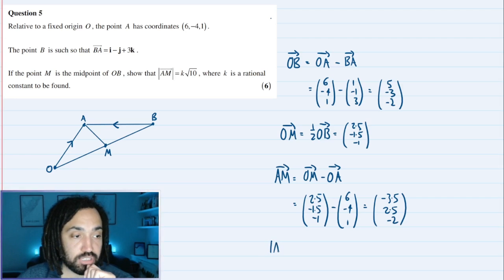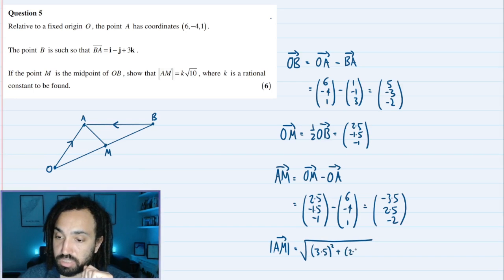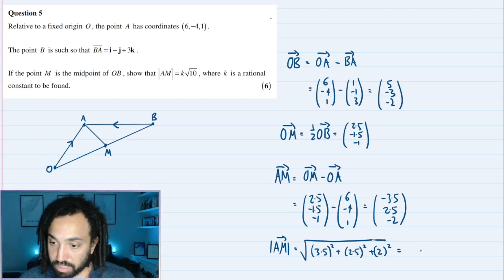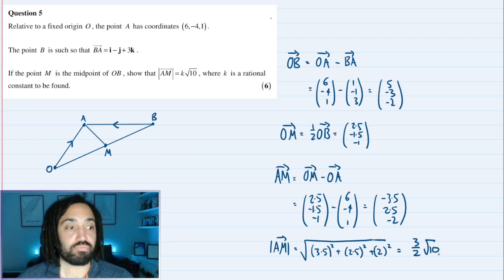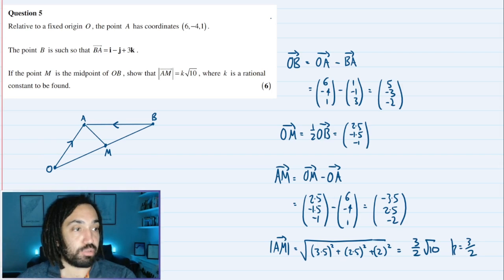So then finally I'll just need to find the magnitude of A to M. So we'll do that by square rooting all of these components squared. So 3.5 squared, it doesn't matter about the sign because we're taking the square of them, plus 2.5 squared, plus 2 squared. And I'll do that on my calculator, and that'll give me 3 over 2 root 10. So that tells me that k is equal to 3 over 2. And that question is done.